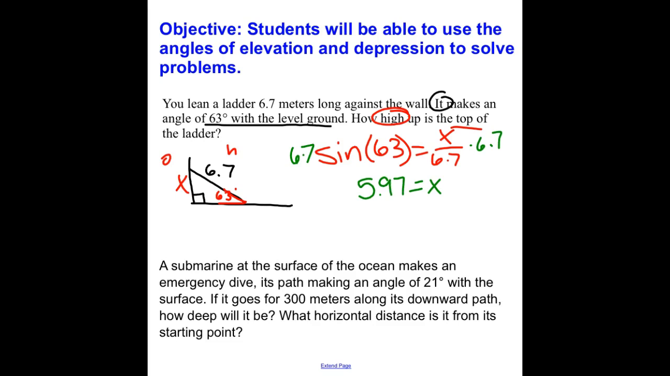5.97. Now, it didn't ask us what x is. It asks us how high the ladder is. So when we write our answer, we should definitely give it a label because this is talking about how tall and how long things are. So meters is the label they used originally. That's what I'm going to use again.